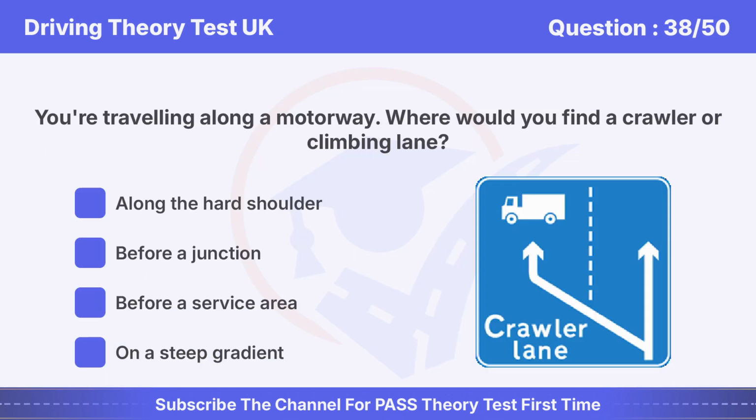Question 38. You're traveling along a motorway. Where would you find a crawler or climbing lane? Answer is D. On a steep gradient.